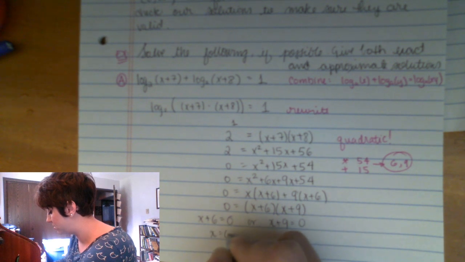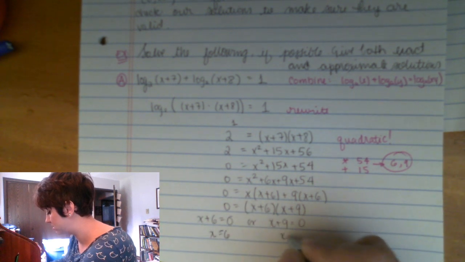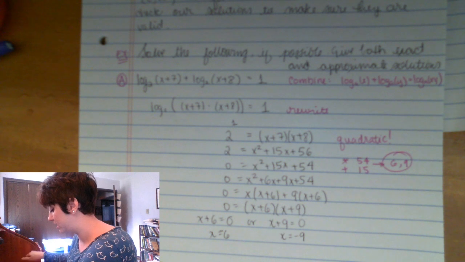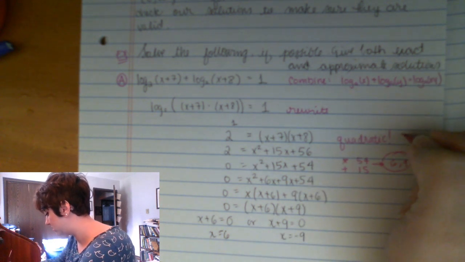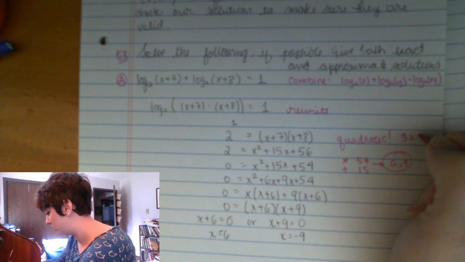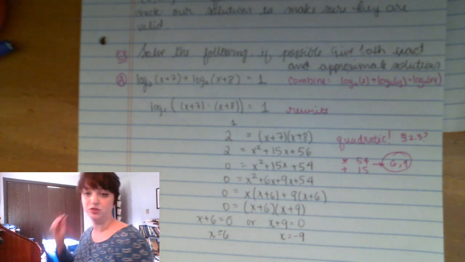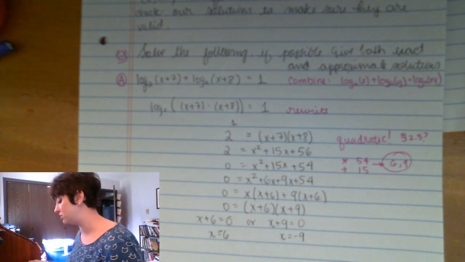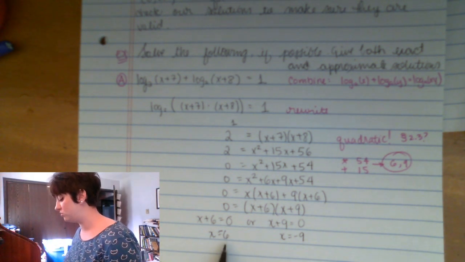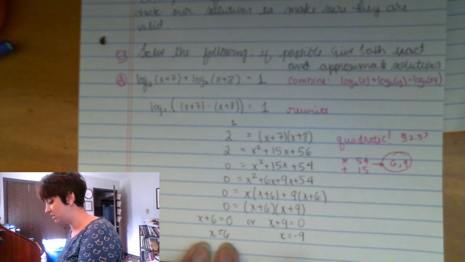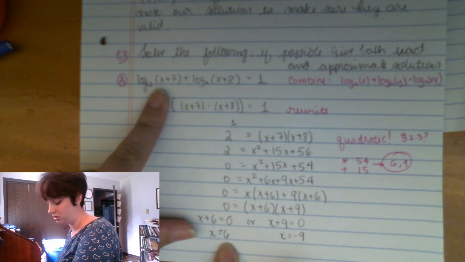So either x is -6 or -9. So I think back here, by the way, we did quadratics in maybe Algebra 2 or 3, I think. Okay, so I've got two possible solutions. Before we circle one of them, I need to plug these back in to my original equation.